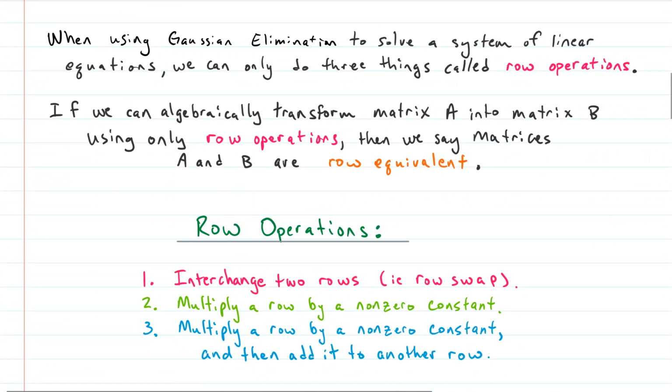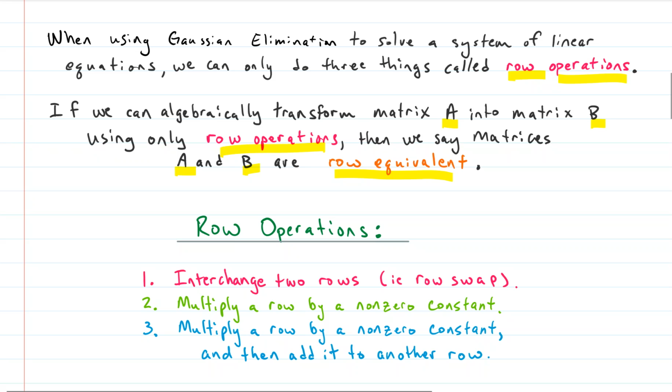When using Gaussian elimination to solve a system of linear equations, we can only do three things in our algebraic manipulation, and those are called row operations. Super important. If we can algebraically transform a matrix A into a matrix B using only row operations, then we say that these two matrices, A and B, are row equivalent. So row equivalent just means you can get from matrix A to matrix B just by using row operations.